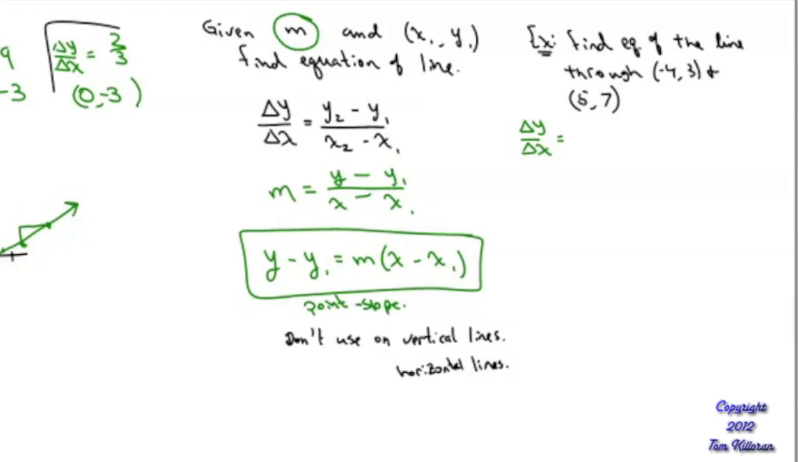3 minus 7, negative, over -4 minus 5. -4 minus 5 is equal to negative 9. So the slope is -4 over -9, for a grand total of 4 nines. Is it? Okay, wait a minute, hold it.